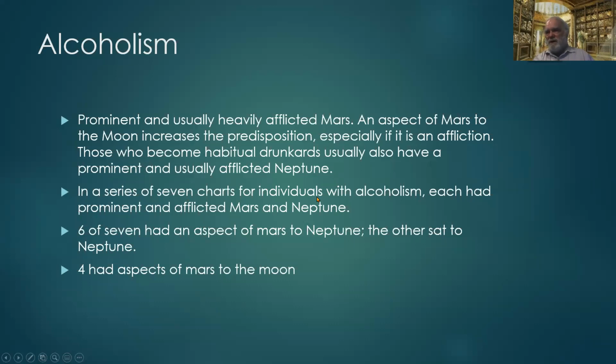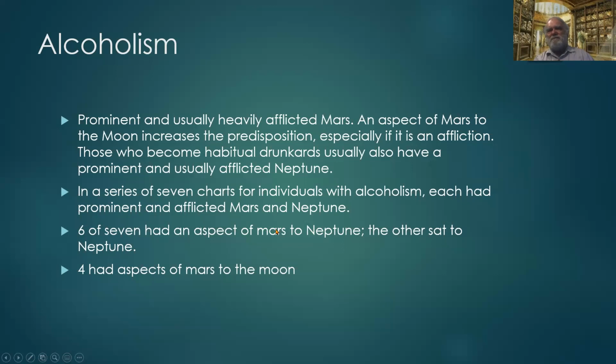The series of seven charts, each had a prominent and afflicted Mars and Neptune, as predicted here, the Mars, but also Neptune, each of these seven. Six of the seven had an aspect of Mars to Neptune. So for future research in this area, people want to add more numbers of charts to this. This is only seven charts. This is something to look at, but this also says something about this combination, Mars and Neptune.